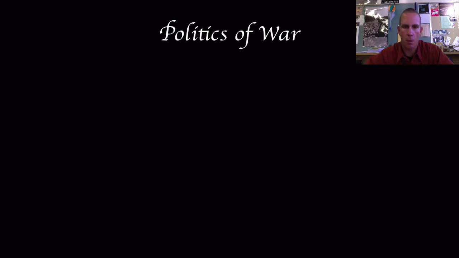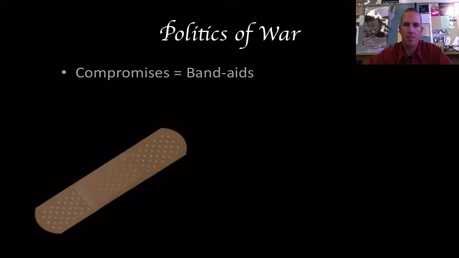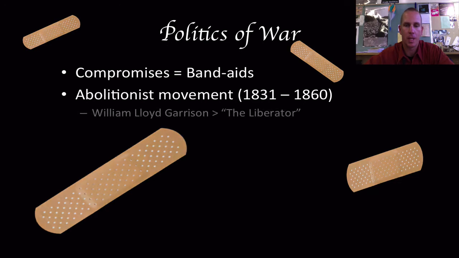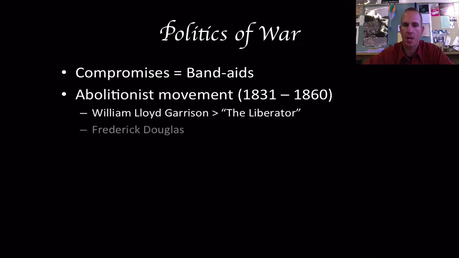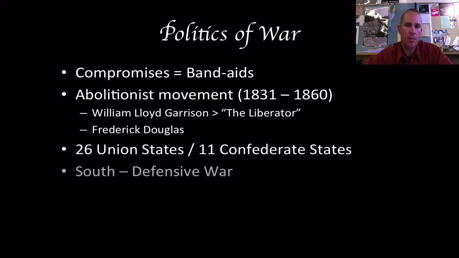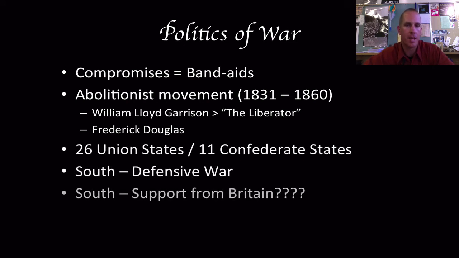And the politics of war. Really, all those compromises that we talked about before are just simply band-aids. There's really nothing that is going to get anything really accomplished other than just appeasing the other sides for a short time. We are going to have a growing abolitionist movement from 1831 to 1860. William Lloyd Garrison is going to be one of the most famous of these abolitionists. He's going to create this newspaper magazine called The Liberator, which is going to be an anti-slavery paper, and he is going to kind of take to the masses with this.